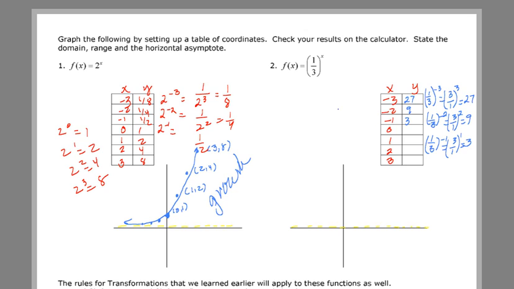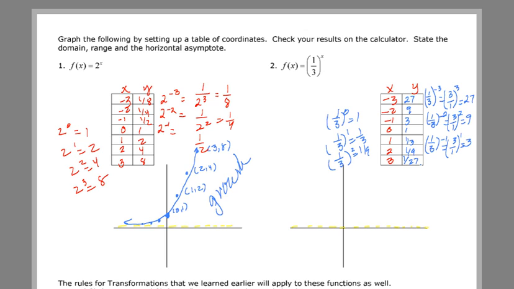Let's do these. 1/3 to the 0 is 1. Anything to the 0 is 1. 1/3 to the first is 1/3. 1/3 to the second is 1/9. And you get the picture. This is going to be 1 over 27.